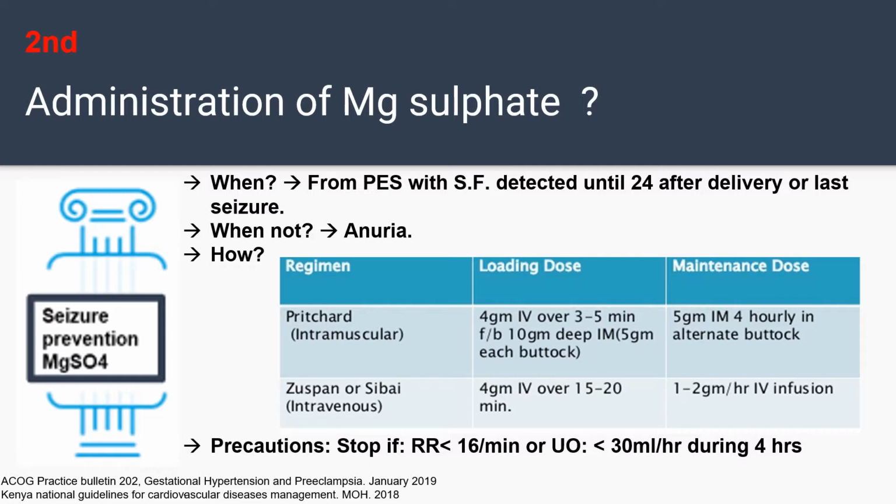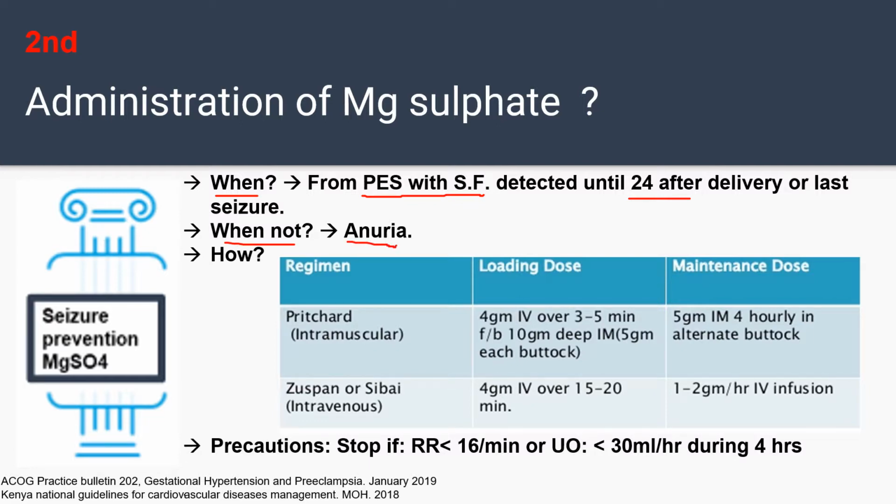So how do we give the magnesium sulfate? The first question is when. The indication of magnesium sulfate is for all the patients that have preeclampsia with severe features, and you have to give it from when you detect the severe features until 24 hours after the delivery or after the last seizure event. So if the mother has a seizure after the delivery, you count 24 hours after that seizure, not after the delivery.